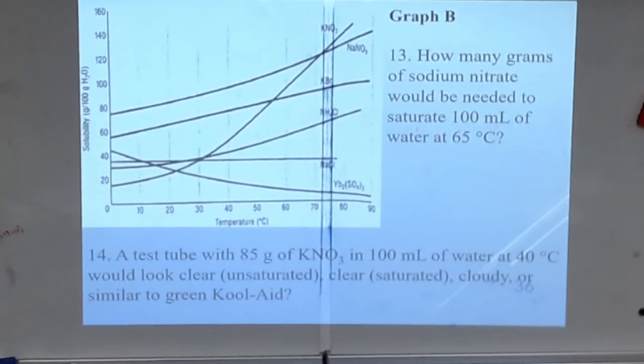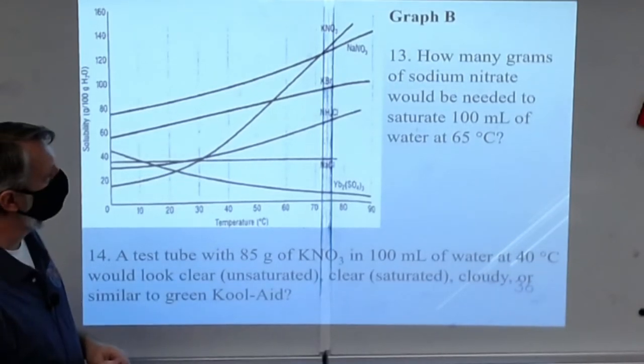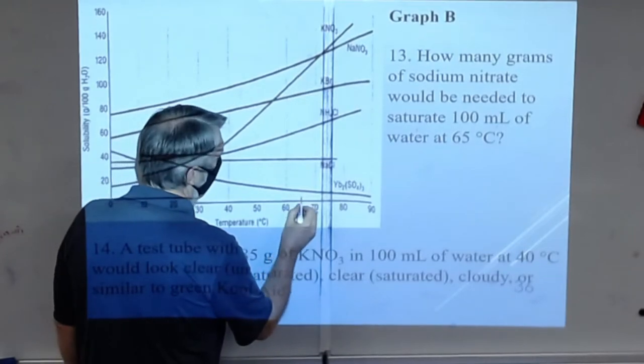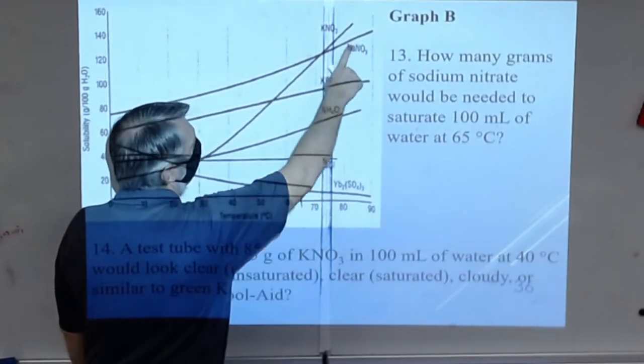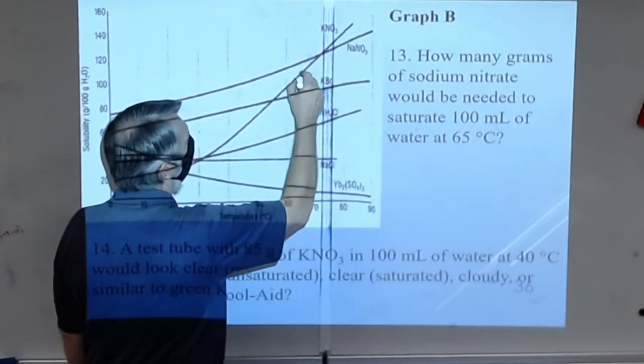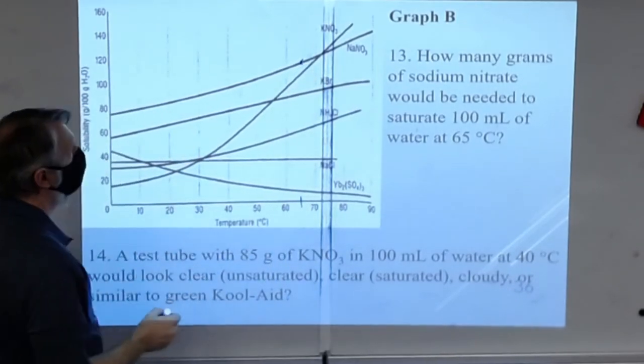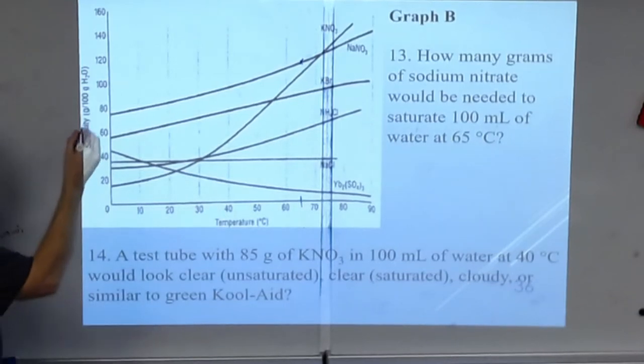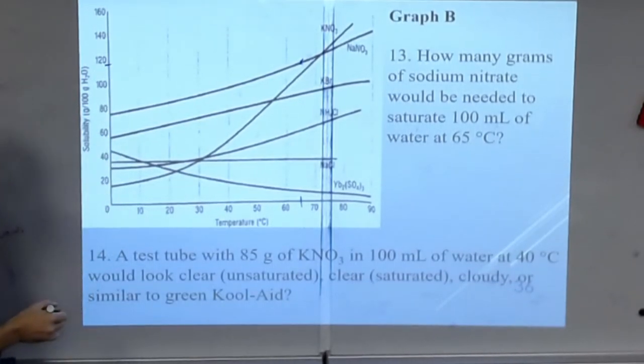Okay. How many grams of sodium nitrate would be needed to saturate 100 milliliters of water at 65 degrees? I've got 65 degrees. Sodium nitrate's here. Come up here. What number do you guys come up with? 117. Yeah, somewhere just kind of just underneath that 120 mark. And again, on the tests, you'll see we'll have good grid lines and easy to see.